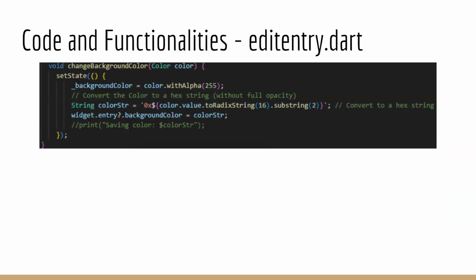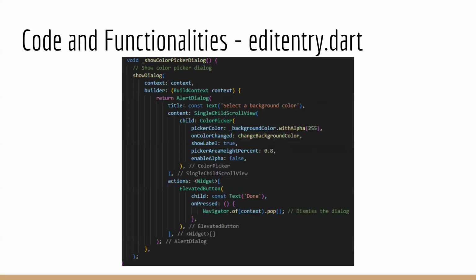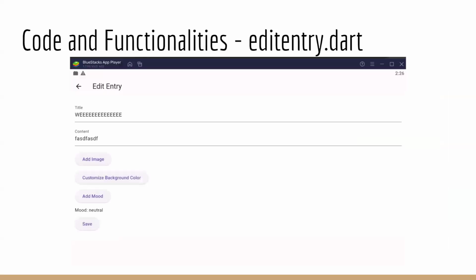Here is the code for changing the background color. Here's the code for the mood picker slide bar. Here's a little bit more of that. This one's for the color picker for changing the background color. And then this is what overall it would look like.